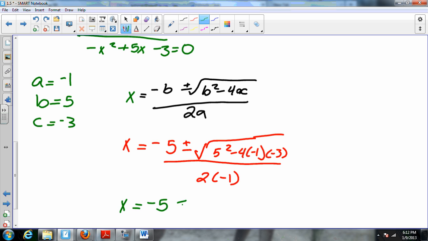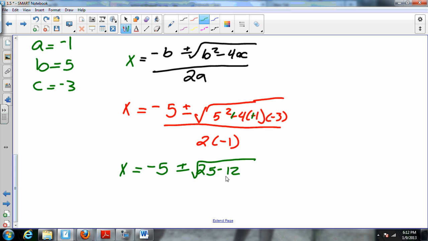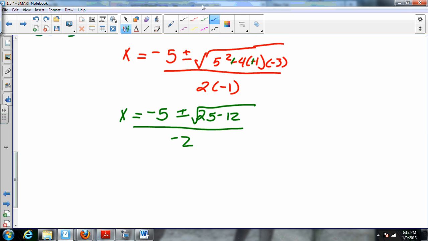X is negative 5 plus or minus square root of 5 squared is 25. Negative 4 times negative 1 is positive 4. 4 times negative 3 is negative 12. All over 2 times negative 1 is negative 2. Negative 5 plus or minus the square root of 25 minus 12, which is 13, over negative 2.